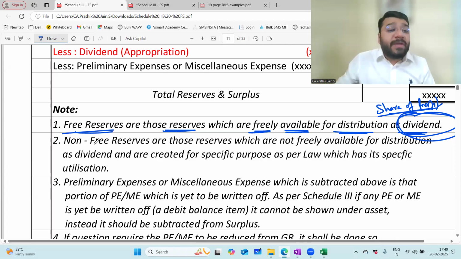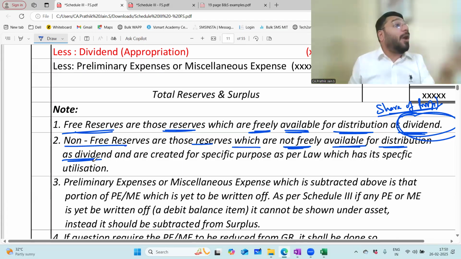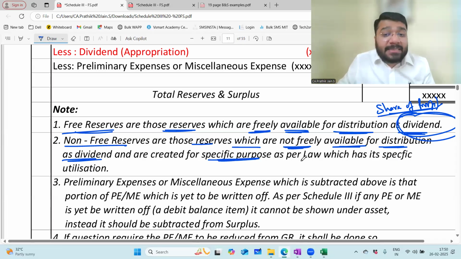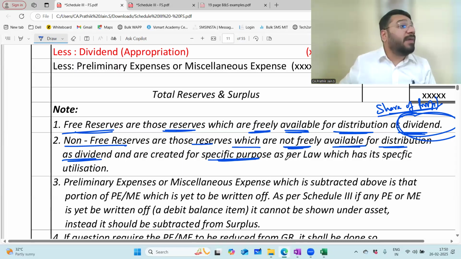So then what is a non-free reserve? Non-free reserves are those categories of reserves which are not freely available for distribution as dividend, which means from that reserve, I cannot take the money and give it as dividend to the shareholders. You have to use that reserve for the specific purpose which the law has created. For whatever purpose you have created that reserve, only for that purpose can you use it, and you cannot give it to the shareholders as dividend.